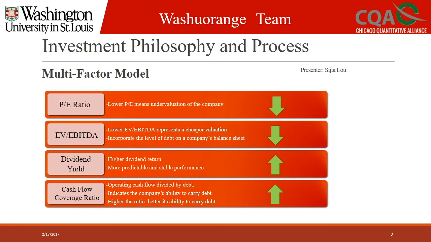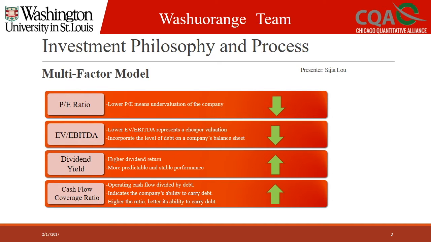EV/EBITDA shows the value of the company. EV is the enterprise value. EBITDA stands for earnings before interest, taxes, depreciation, and amortization. Basically, it's the earnings that are available to all stakeholders. Similar to the PE ratio, a lower EV/EBITDA represents a cheaper valuation.